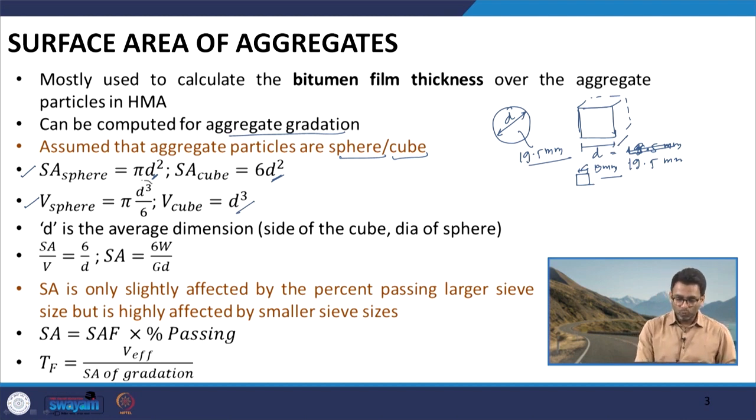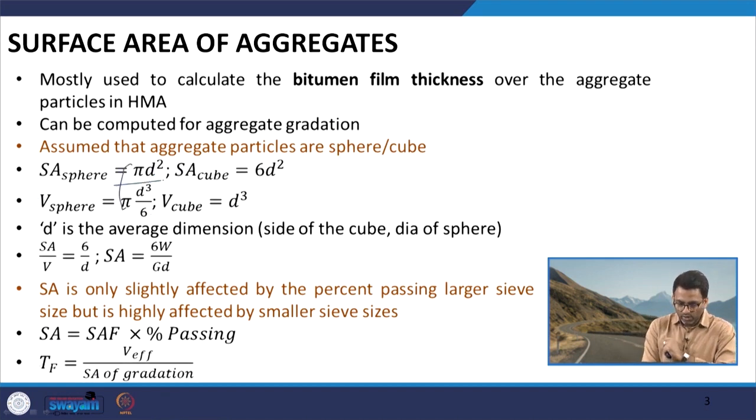Actually this is 4 by 3 pi r cube. So, in terms of d or the diameter, it is pi d cube by 6. Here I have already mentioned that d is the average dimension, so side of the cube or the diameter of the sphere. Now, individually if we take the ratio of surface area to volume for both the sphere and the cube, what do we get?